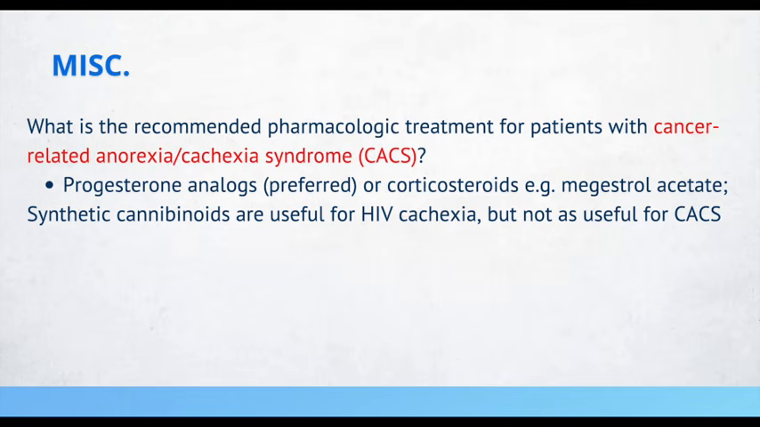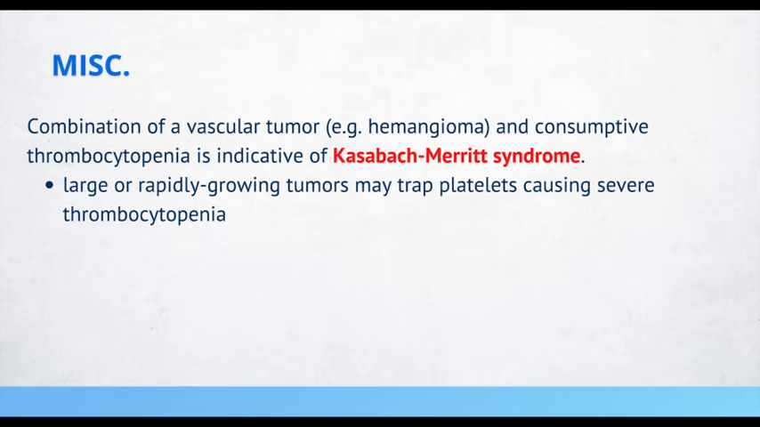Another high yield fact that you can see on your USMLE Step 2 CK exam or even on your pediatric shelf is this syndrome. So if you see a combination of a vascular tumor such as a hemangioma and consumptive thrombocytopenia, this is indicative of Kasabach-Merritt syndrome. It's very common in large or rapidly growing tumors that may trap platelets, causing severe thrombocytopenia.